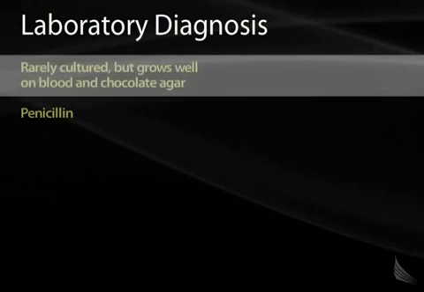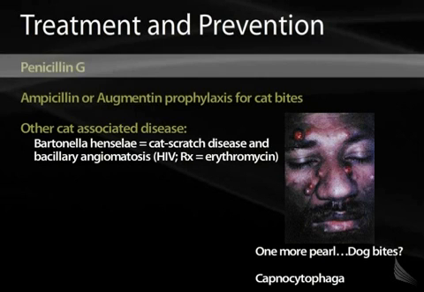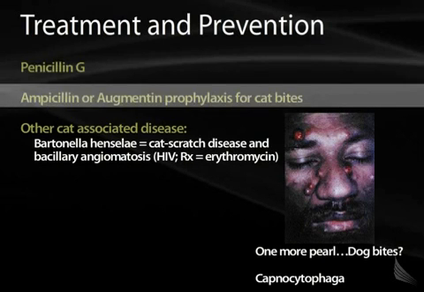Diagnosis depends on culture. It grows well on blood and chocolate agar, but it's hard to culture, so you need a high clinical suspicion. You think of that history of cat bites. Penicillin is what you use to treat. Penicillin G, you can also use ampicillin or Augmentin prophylaxis for cat bites.